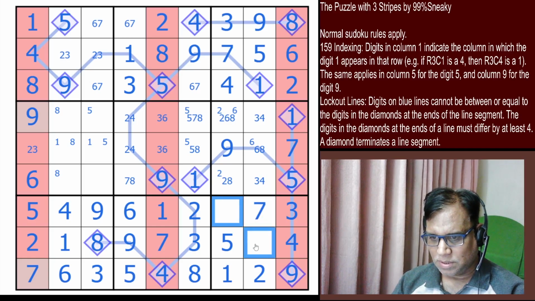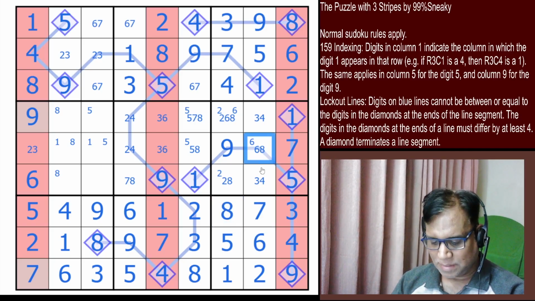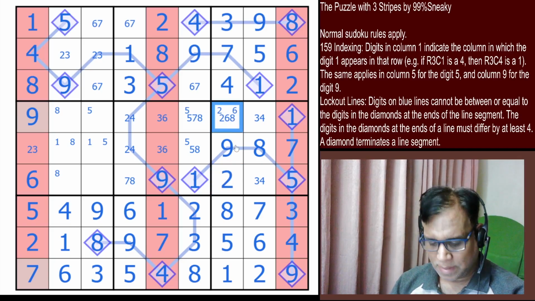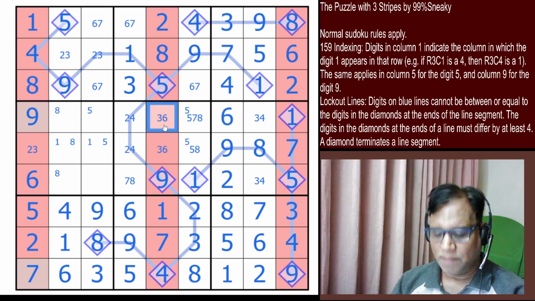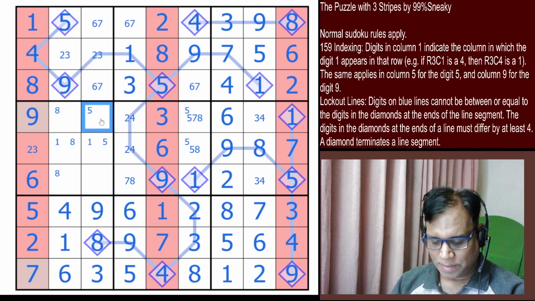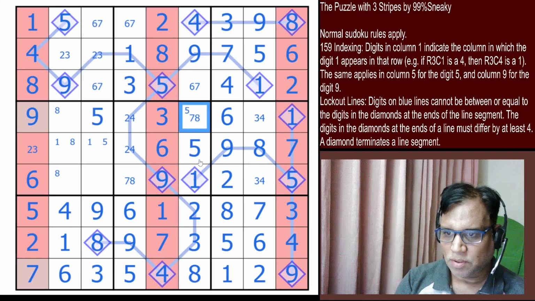What are those 2 digits? 1, 2, 3, 4, 5, 6 something. So that has to be 6. I think the other something is 8. That's here. So that 6 gives 8 here. That gives 2 here. That gives 6 here. That 6 gives 3 here. That gives 6 here. Now 3, 6. Indexing. That has to be 5. That has to be 5. That is not 5.